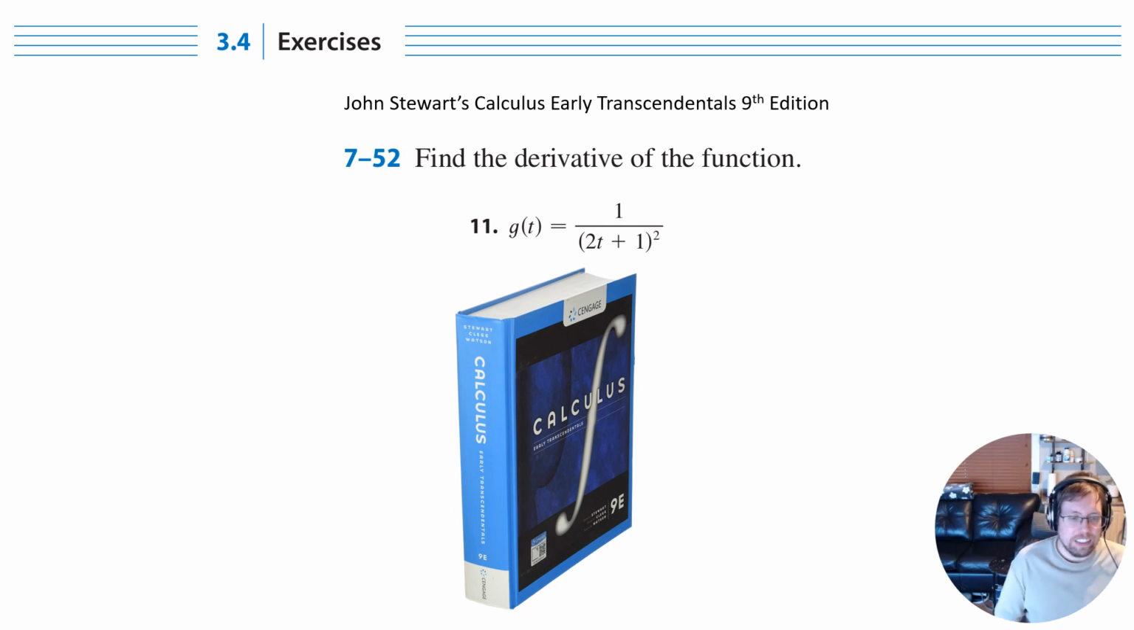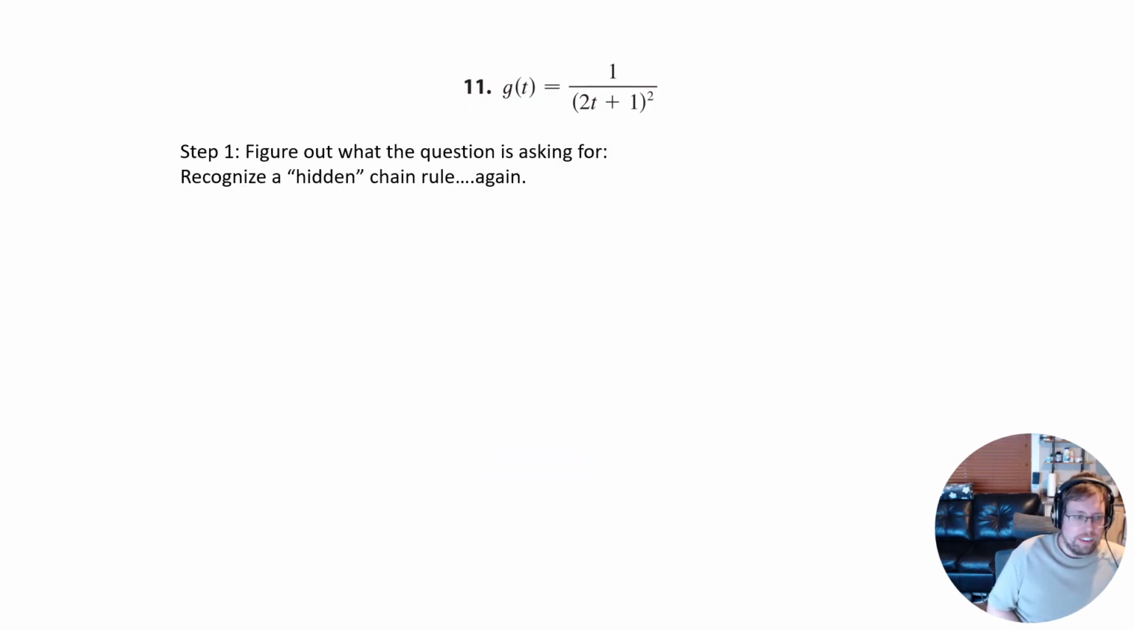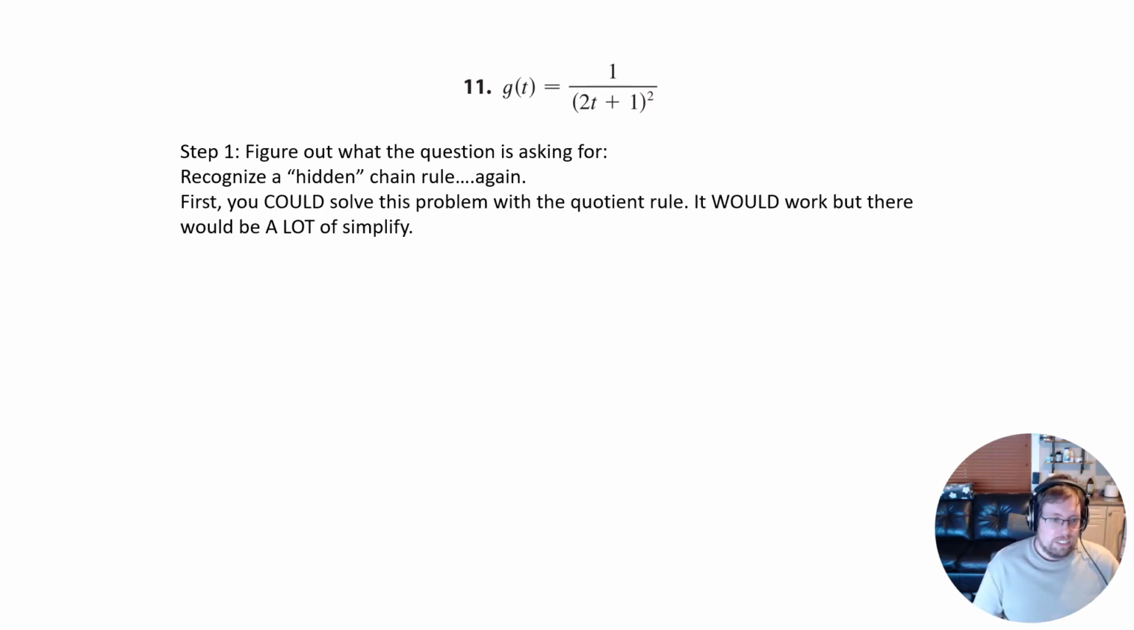Alright, so we jump right into this one. We are doing the derivative of this function, which is question number 11, section 3.4. So, jumping into it, we have to figure out what the question is asking for. And basically, they want you to recognize it's a hidden chain rule again, just like question 9 was.